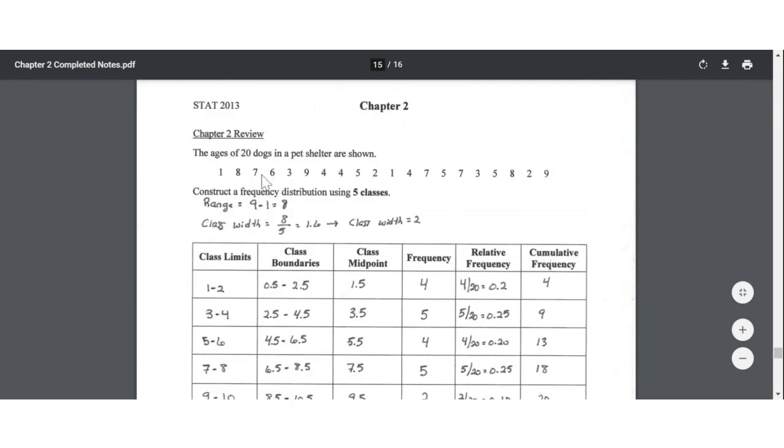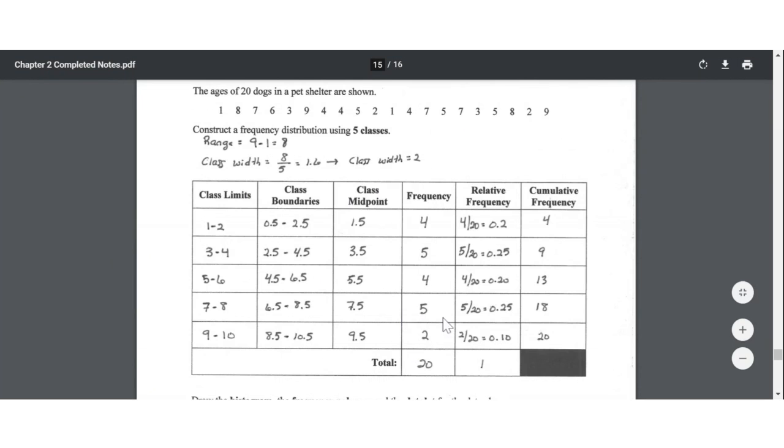So we have 1, 2, 3, 4, 5 again. So the frequency is 5. The relative frequency is again 5 over 20, which is 0.25. And the cumulative frequency up to there is equal to 13 plus 5, which is 18.